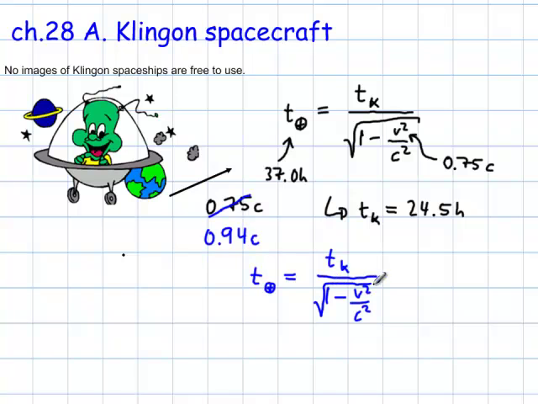Take the square root, and now this one right here is 24.5 hours, and this one down here, that's the 0.94 times the speed of light, and then just plug in numbers and you'll come up with something in hours. And the Klingon time is 24.5 hours. They measure the time dilation on Earth, so it has to be a longer time, and because the speed now is quite a bit closer to the speed of light, that time should be quite a bit more than 37 hours that we had, that was given in the problem.